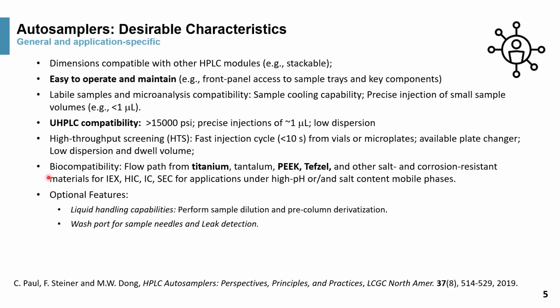A comment on biocompatibility or bioinert: the flow path of the autosampler is made from titanium, tantalum, and PEEK. The rotor seal could be made from Tefzel instead of Vespel, so it's more salt and corrosion resistant. These autosamplers are typically used for ion exchange applications in biopharma such as IEC, HIC, ion chromatography, or size exclusion chromatography. They are also more compatible with high pH and high salt content mobile phases.